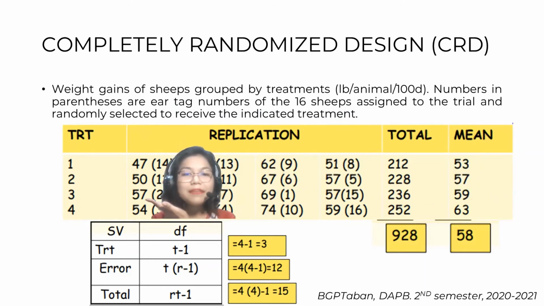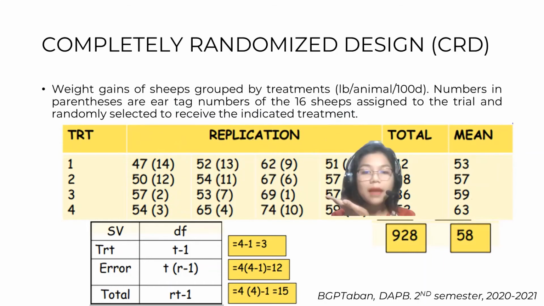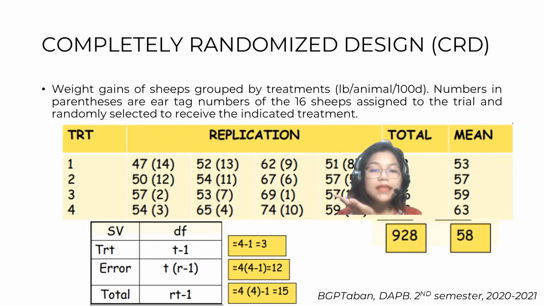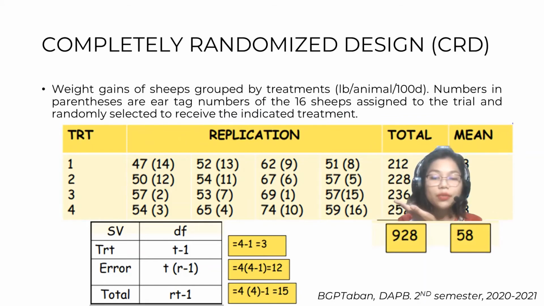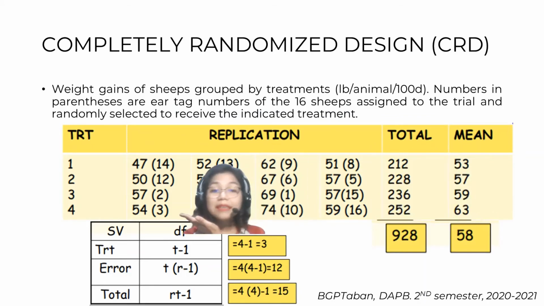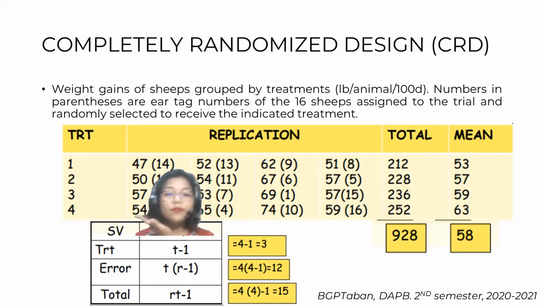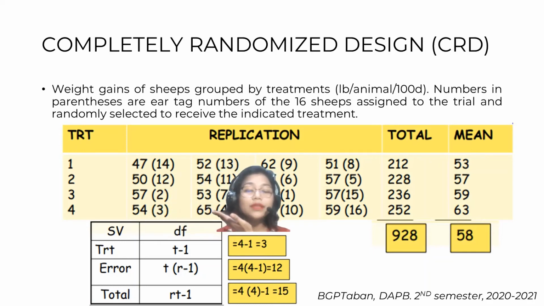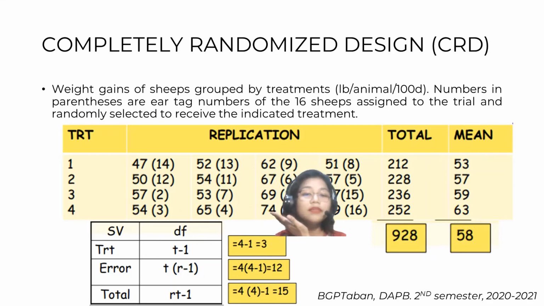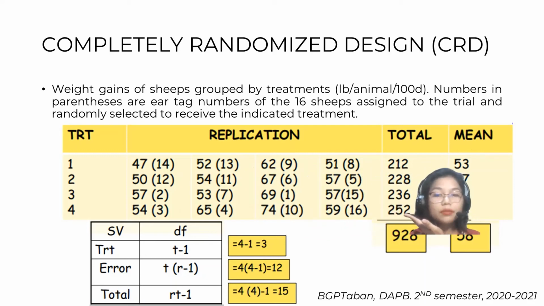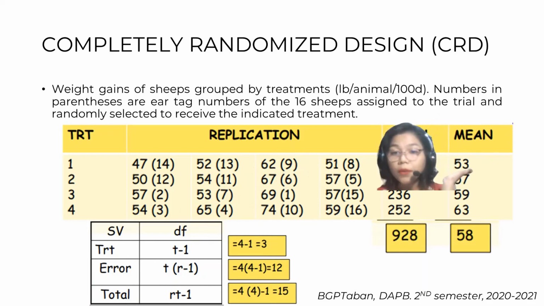Sa treatment 3 naman po, replications 1 up to 4, 57 plus 53 plus 69 plus 57 is 236. Lastly po, sa ating last na treatment, 4R1, 54, plus treatment 4R2, 65, plus treatment 4R3, 74, plus treatment 4R4, 59. The total is 252. Ngayon po, kunin natin yung mean per treatment.